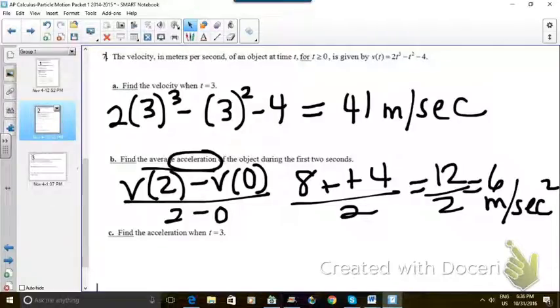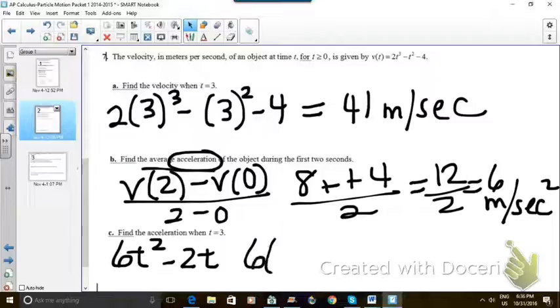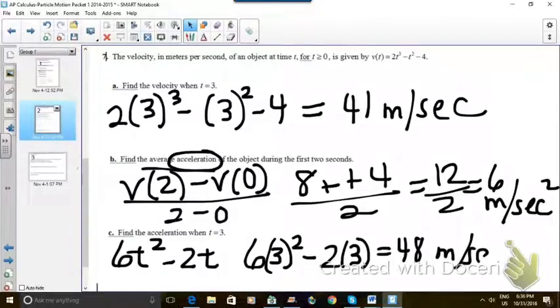And part C, find the acceleration at time t equals 3. So this is where, when it just says acceleration, we'll take the derivative, 6t squared minus 2t. We're going to find where that is. Find the acceleration when t is equal to 3. Plug in 3. 6 times 3 squared minus 2 times 3, which equals 48 meters per second squared.